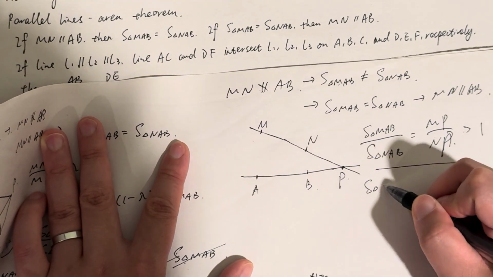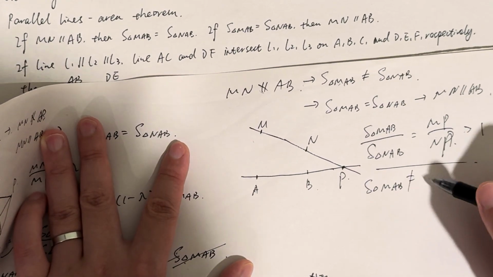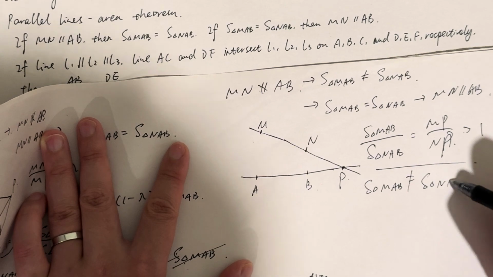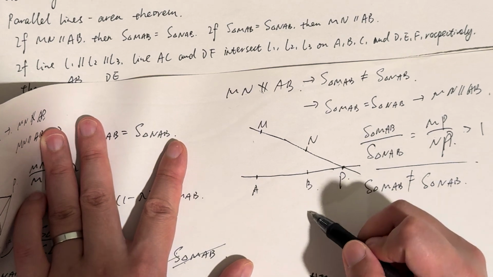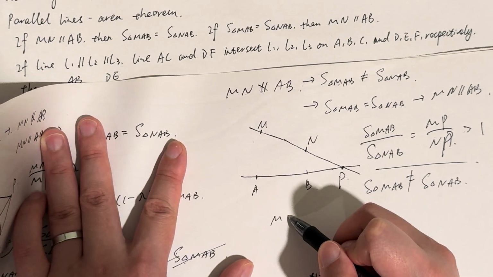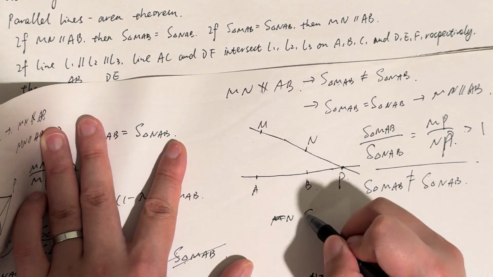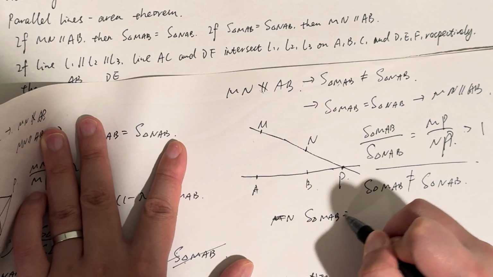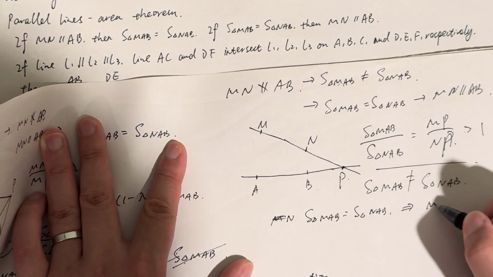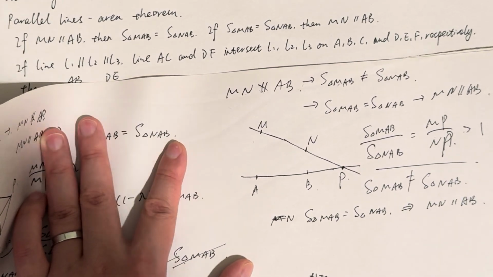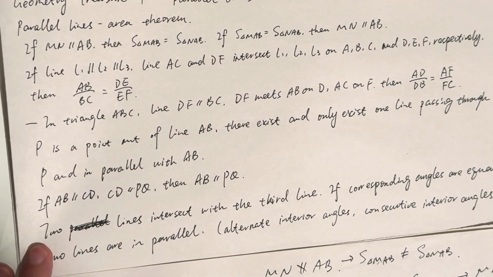That means the area of triangle MAB does not equal the area of triangle NAB, which means if the area of triangle MAB equals the area of triangle NAB, then MN is parallel with AB, right? That's for the second half.